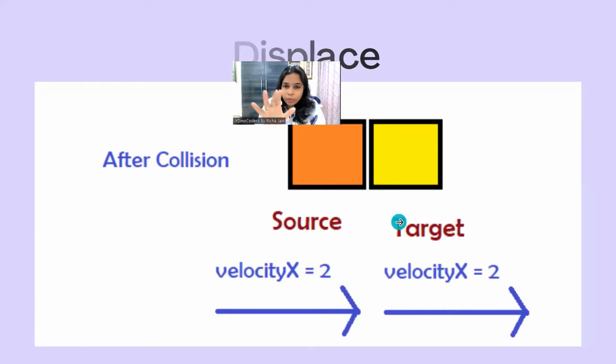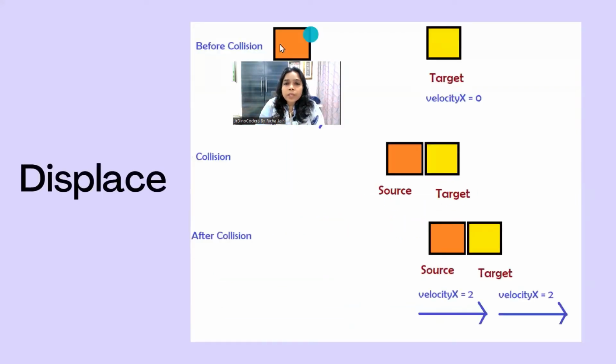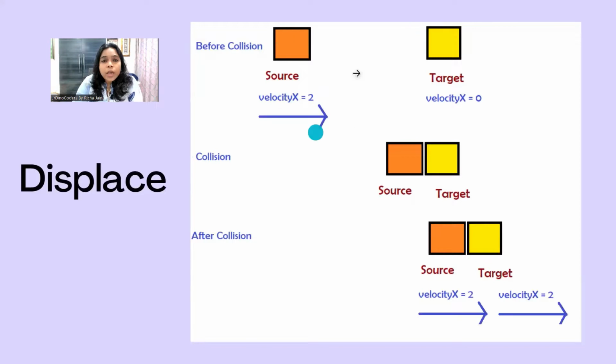If I want to show everything in one picture, this is how it will look. Before collision, the source was moving in the positive x direction with velocity 2, while my target was still. After collision, source and target both have the same velocity of 2.